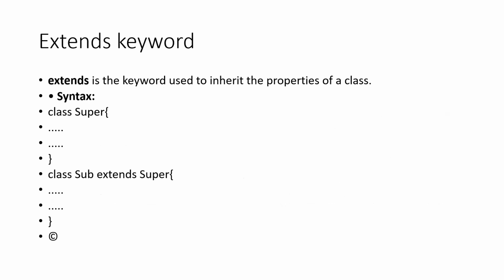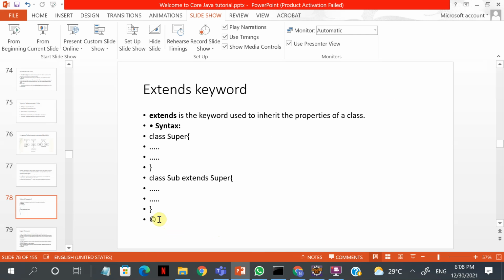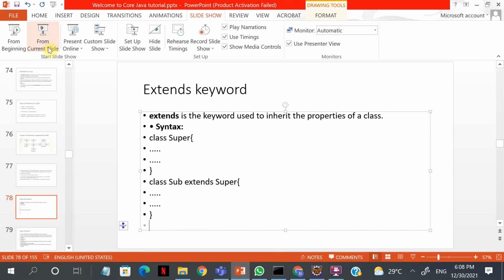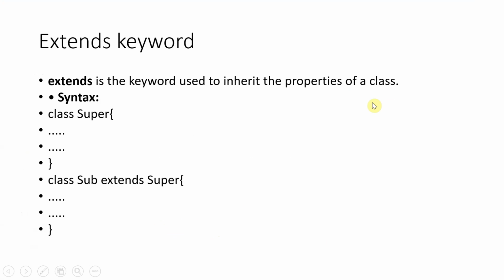Now, how do you inherit a class? Basically, extends is the keyword used to inherit the properties of a class. Say for example, the syntax: class Super is the parent class. The class Sub extends Super. What this means is the main class is Super, and you use extends to inherit that class.